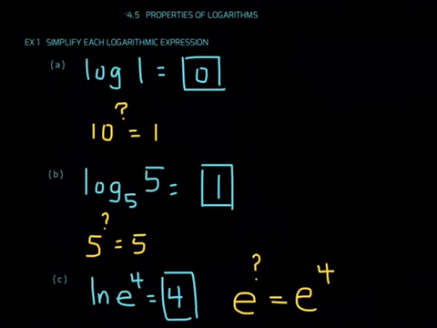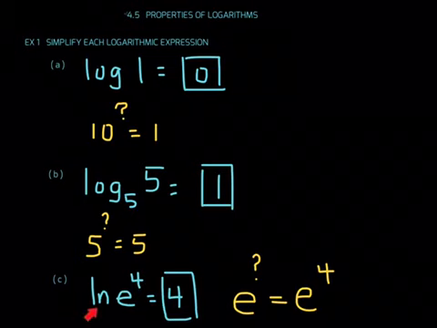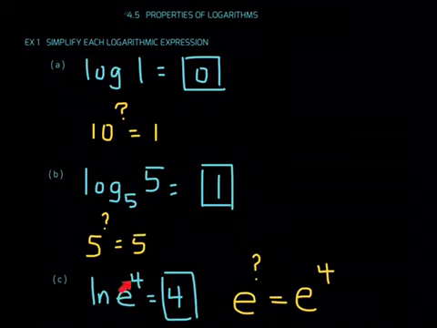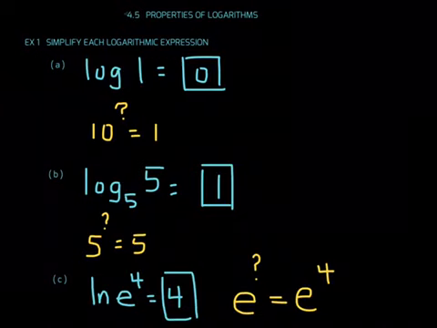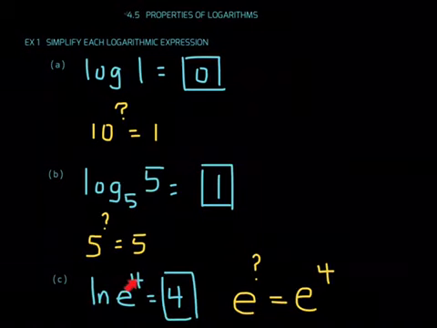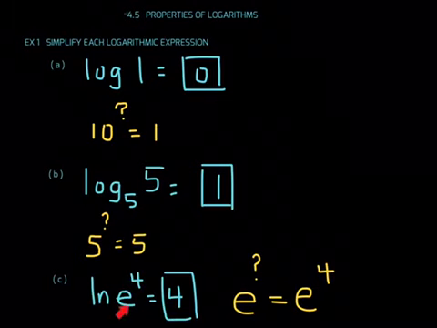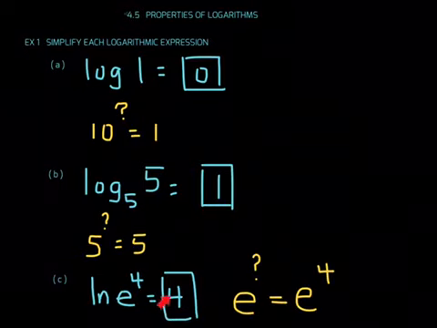Cool? So I could drive this home a little bit more here. Whenever you have natural log of e raised to some power, the answer is just that power. So in other words, if I had written the natural log of e to the 5th, the answer would have been 5. Natural log of e to the 7th power, the answer would have been 7. The natural log of e to the 9th power, the answer would have been 9, right? Good job. Let's look at another example.